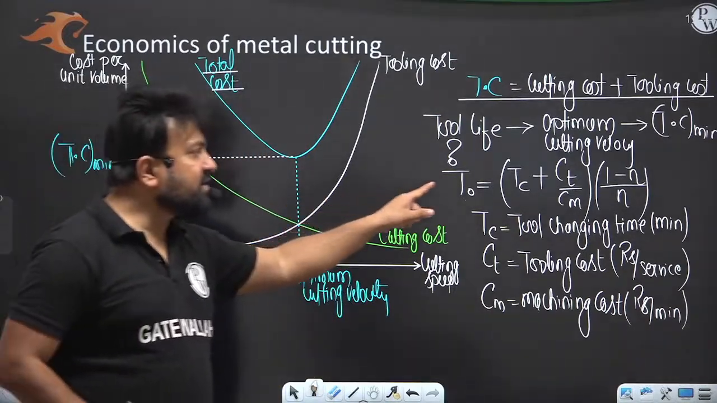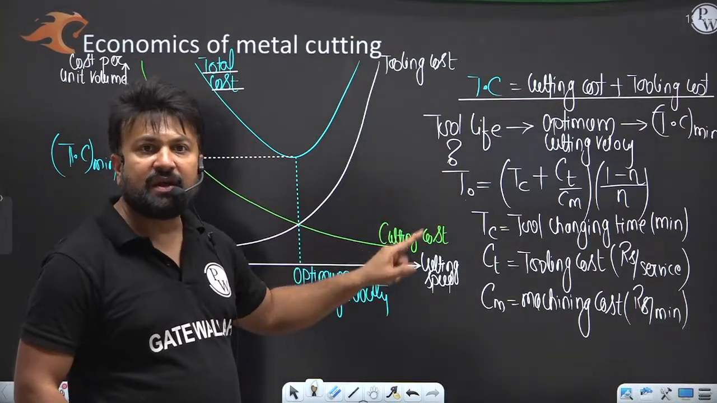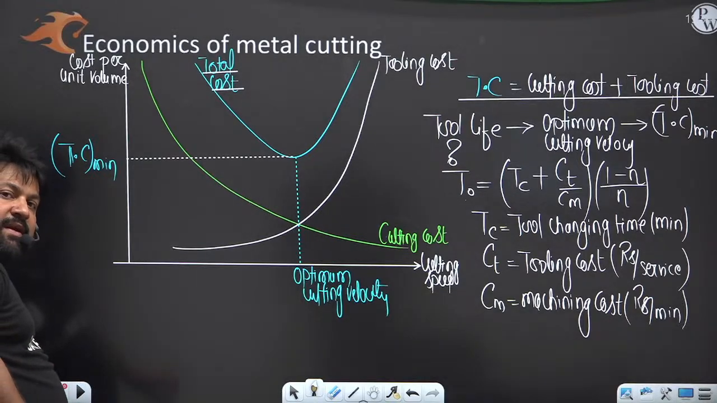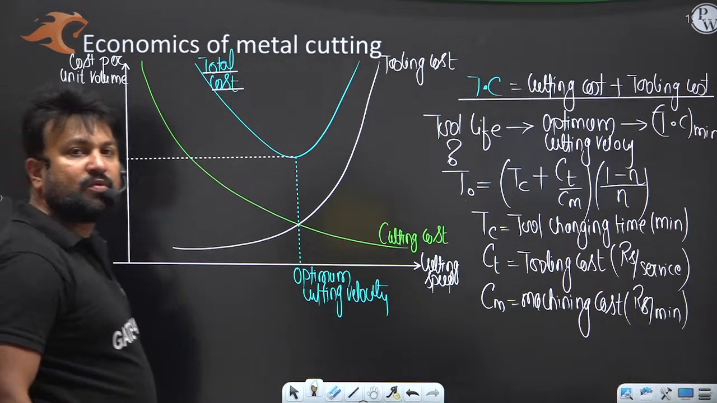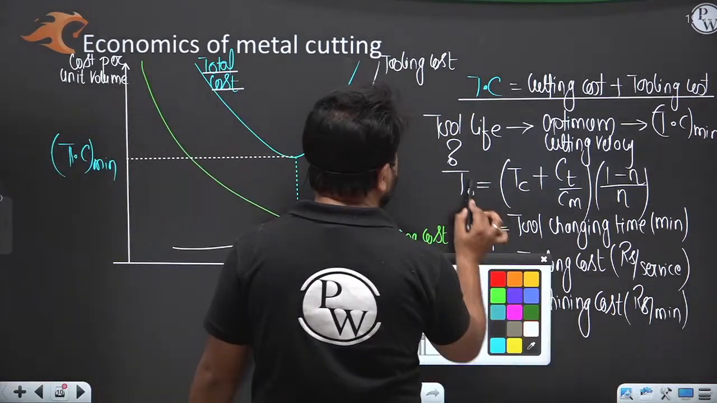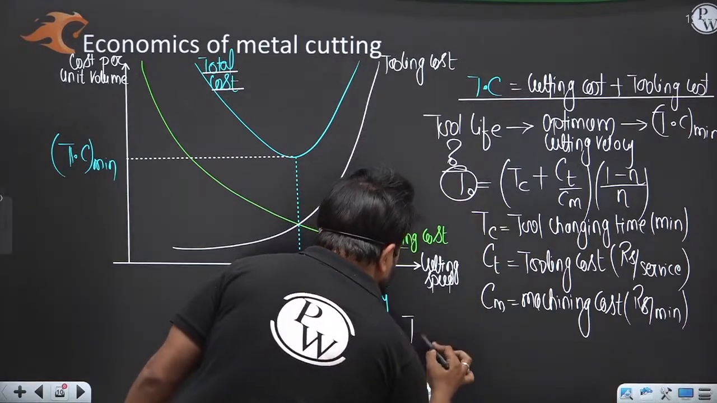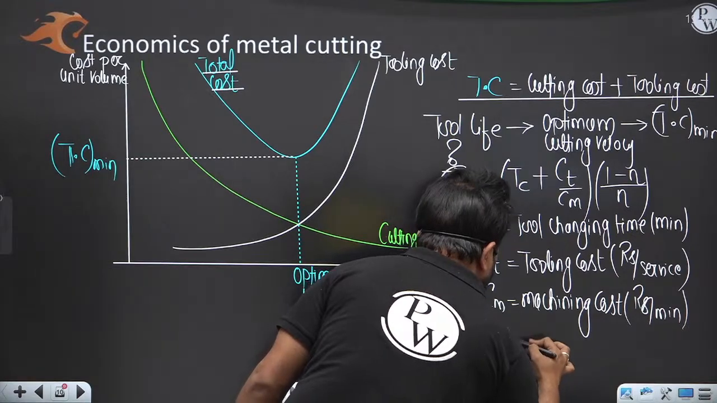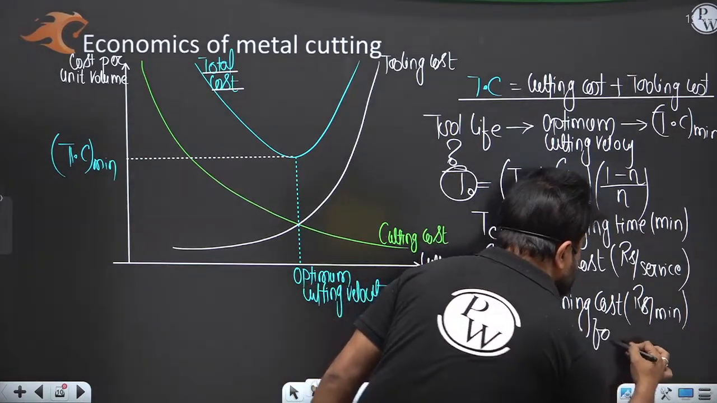Now once you get the optimum tool life, this is the optimum tool life. What is T naught? T naught is the optimum tool life. Let me write down the T naught. T naught is the optimum tool life for minimum cost.